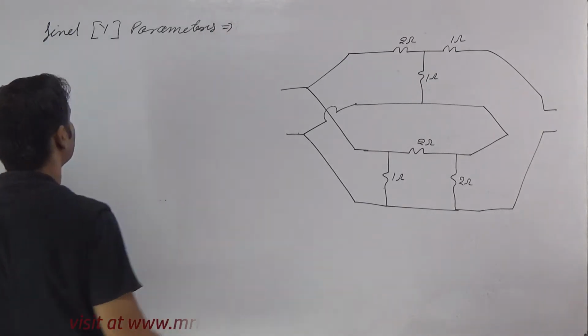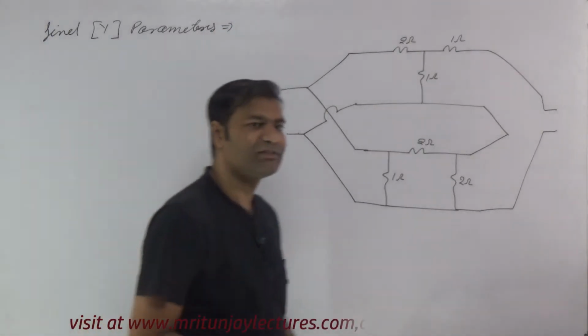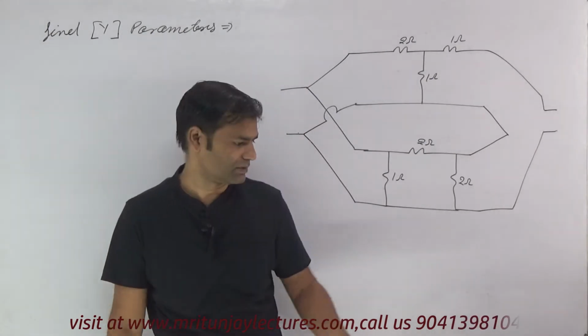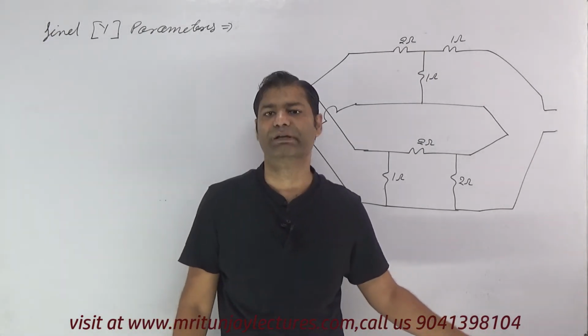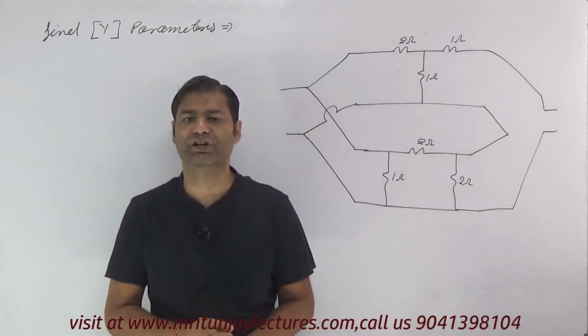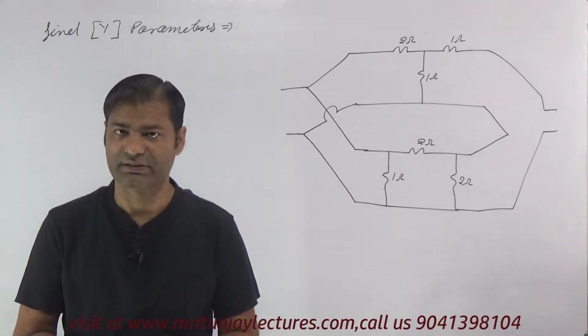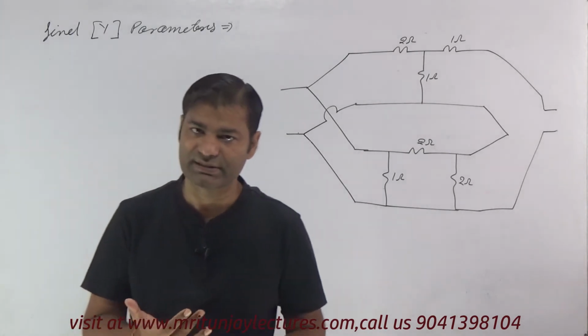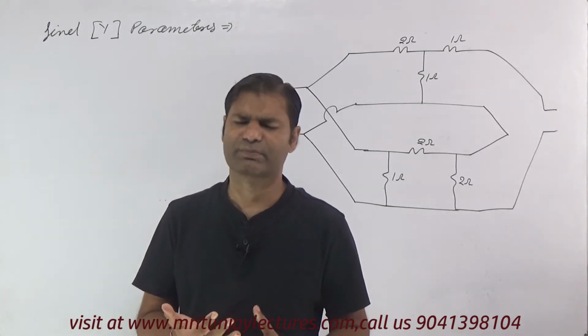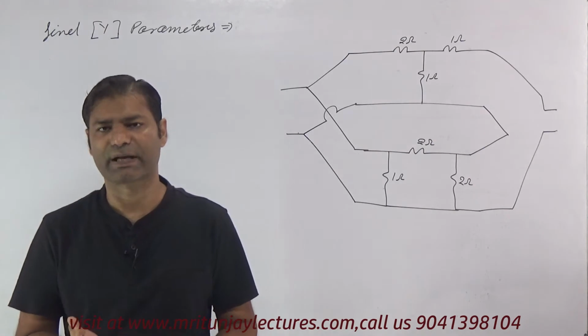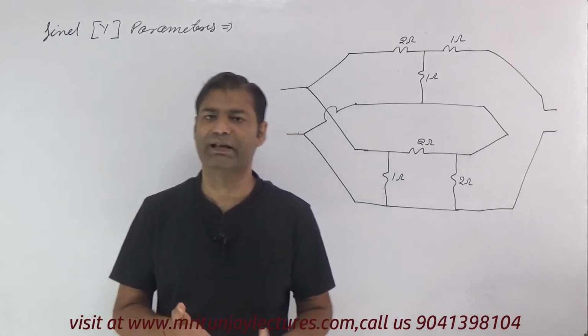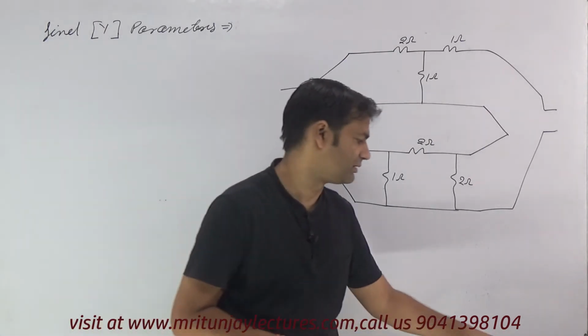Now, our motto is to determine the Y parameter, which means the admittance parameter. This circuit is very complicated, so we use the interconnection method. I have already discussed the interconnection method. There are five types: first series, second series-parallel, third parallel-series, and last the cascade interconnection method.